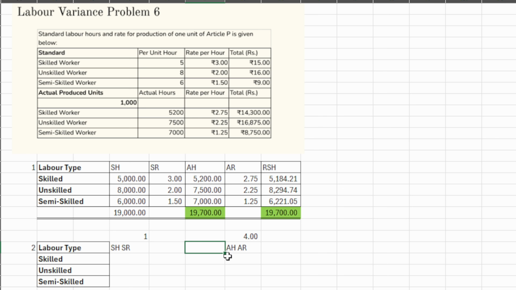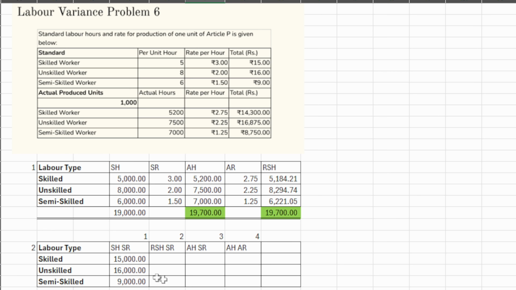So the variable in the third will be AH/SR. Then the second one will be RSH/SR. So I call them 2 and 3 respectively. Once I do this, it's a matter of multiplication and adding. So SH/SR will be SH of skilled multiplied by SR. I do the same thing for unskilled and semi-skilled. It's easy to do in Excel, but in an examination, you will have to use the memory plus and memory recall functions in the calculator. So I take the total of this, which is 40,000.